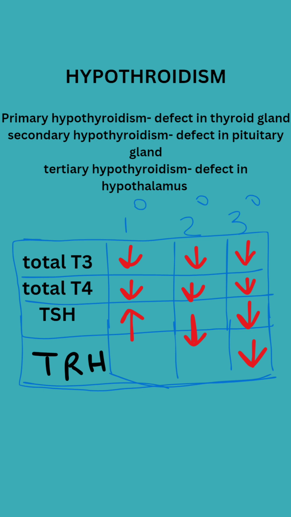Hypothyroidism is categorized as primary when there is problem with thyroid gland itself. It is called as secondary hypothyroidism when the defect is related to pituitary gland, and tertiary hypothyroidism when hypothalamus is the reason. So in thyroid profile, we will see decreased level of T3 and T4 in primary hypothyroidism along with increased level of TSH, because the defect is in the thyroid gland itself.